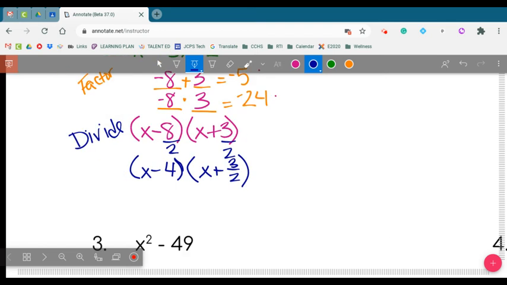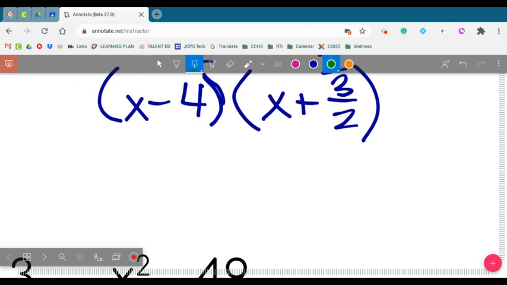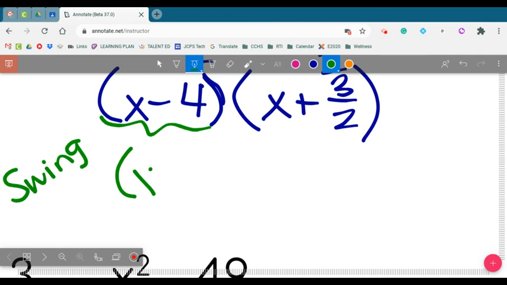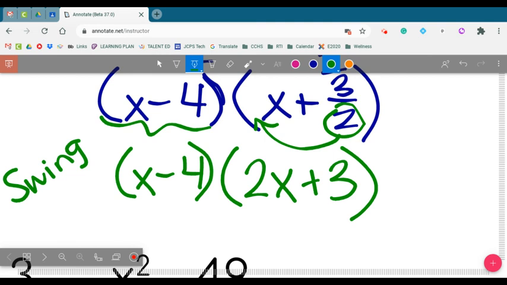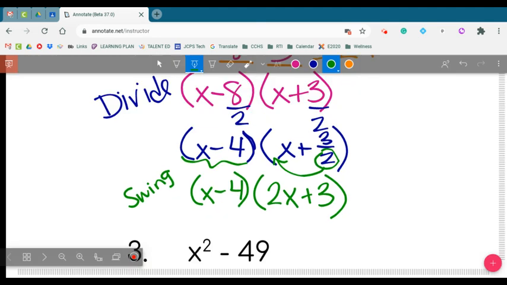So our last step is to swing. So we only have to swing if we have a denominator. So this first parentheses doesn't have a denominator, so I just bring it down. The second set of parentheses has 2 as a denominator, so I swing it to the front. It has to stay in the same parentheses. It just gets swung to the front. And those are my 2 factors. So I'm finished, and I don't need to put a GCF on the beginning because I didn't pull out a GCF.